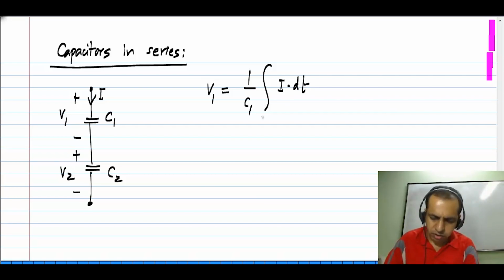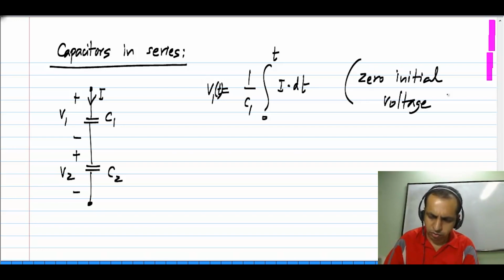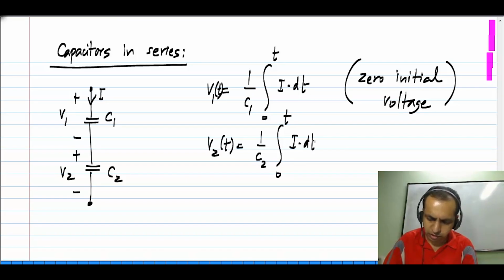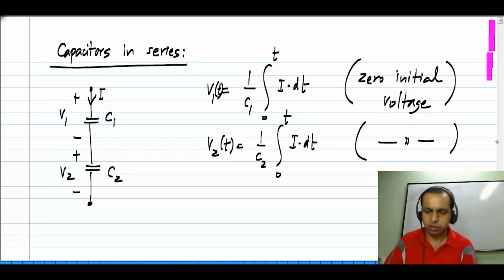And I'll take the integral from 0 to t, where this is V1 of t, and I have also here assumed 0 initial voltage across the capacitor. Similarly, V2 of t, again assuming 0 initial voltage across the capacitor C2, is this, okay, with the same condition.